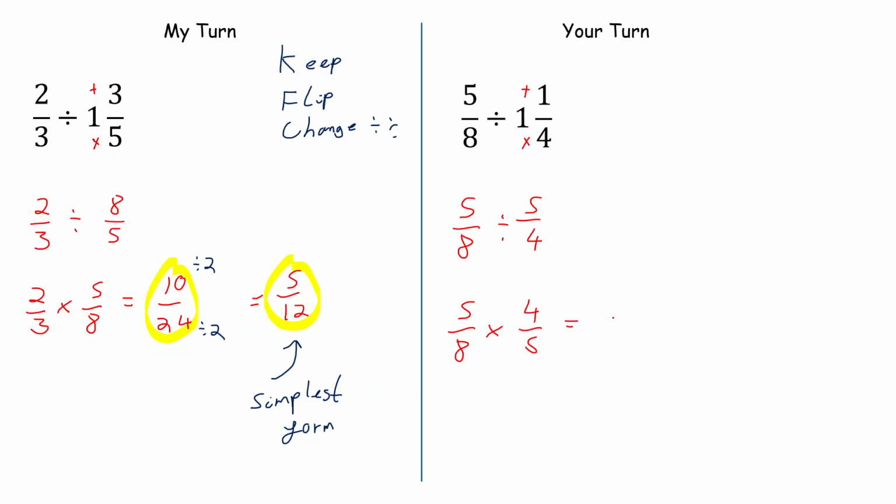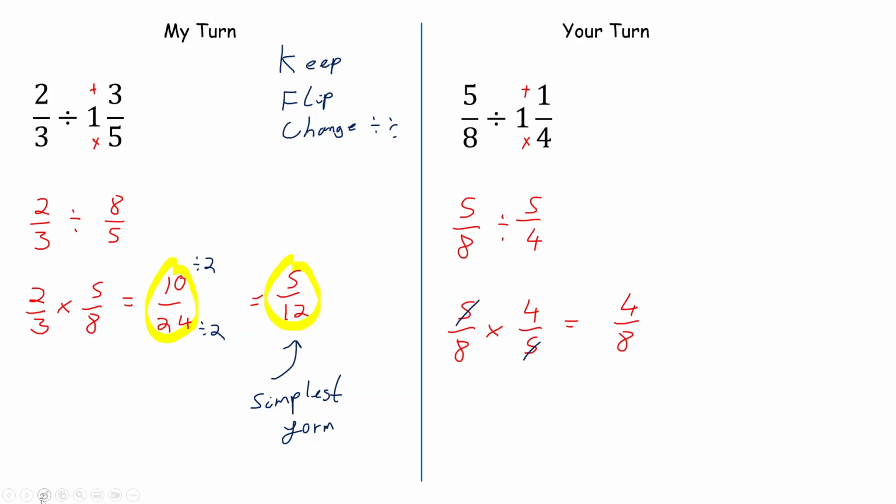So 5 times 4 is 20. Actually, what you could do here, just to be really crafty, is some cross cancellation. You can see you've got a 5 up here and a 5 down here. They just go. So your answer is just going to be 4 over the 8. So 4 over 8 is your answer.